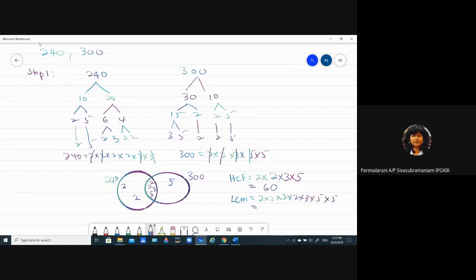How much? Did you get 1,200? Yes, madam. So the highest common factor is 60. The lowest common multiple is 1,200 for 240 and 300. Okay.